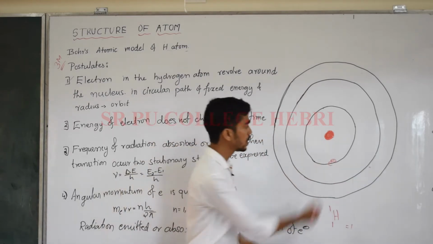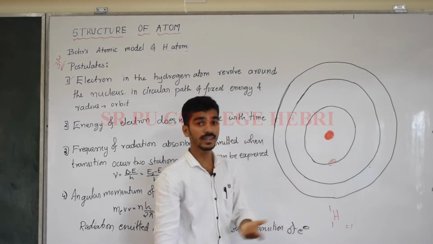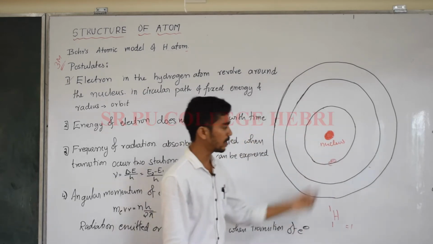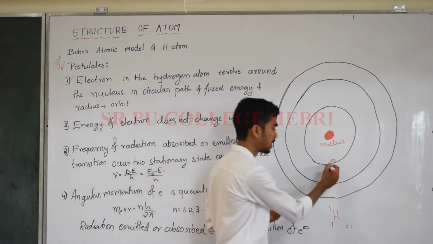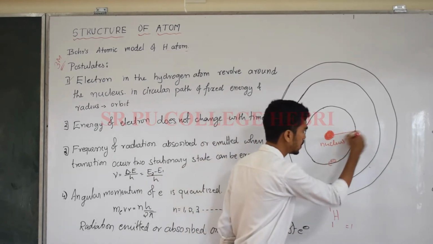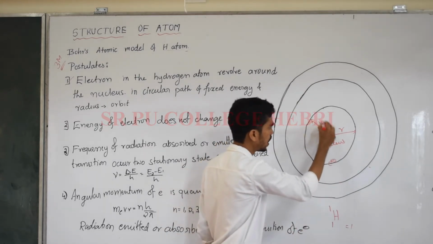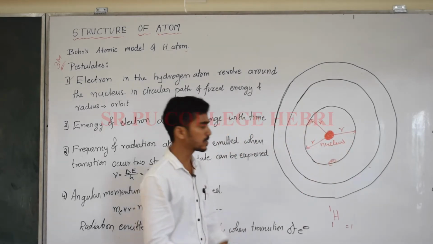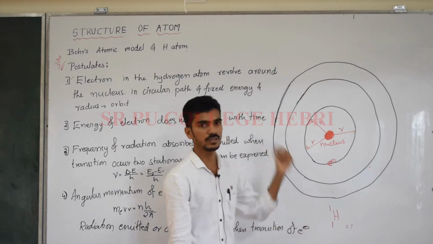Here electrons are present, and these electrons revolve around the nucleus. The red color circle indicates the nucleus. Electrons revolve around the nucleus, and conditions are applied. What are the conditions? A fixed radius. That means the distance from the center should be r; the entire circular region should be r only. This is the fixed radius, and the energy of the electron should also be fixed. There is no change with time.